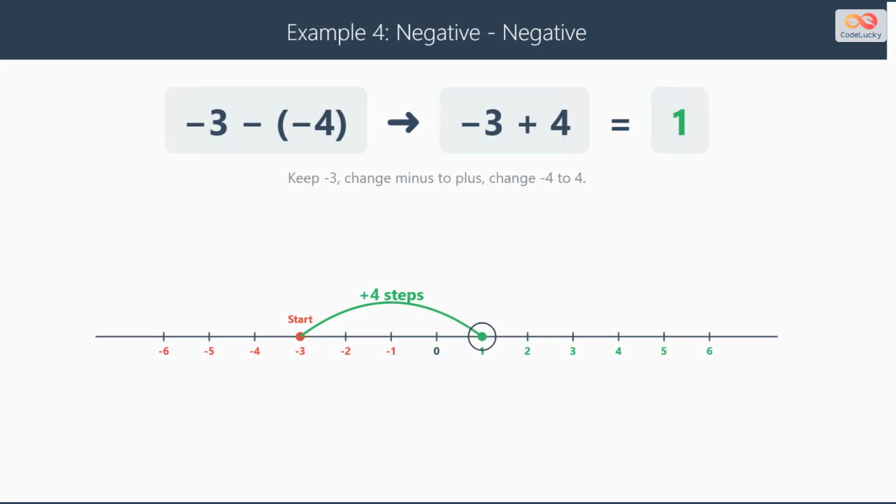Finally, let's subtract a negative from a negative. -3 minus -4. We keep -3. We change subtraction to addition, and we change -4 to +4. The problem becomes -3 plus 4. Starting at -3 and moving 4 steps right, we land on +1.